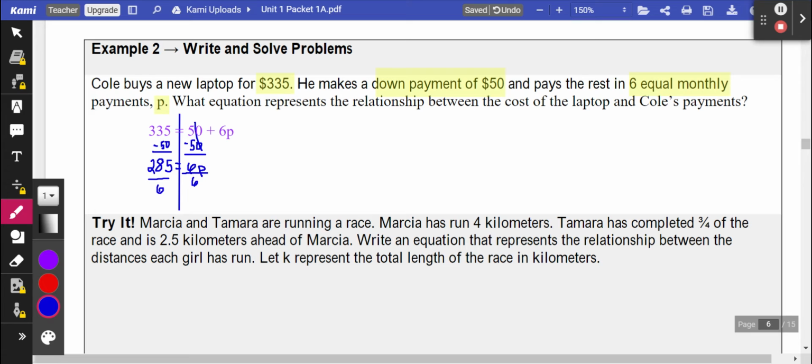I told you that I prefer fractions, but in this case, since we're talking about money, decimals are great if you need to use them. And I get that P, or the payments each month, are going to be $47.50. Now, this is enough of a label. You could add each month in here if you want to be more descriptive. But knowing that at least it's money, you're good.